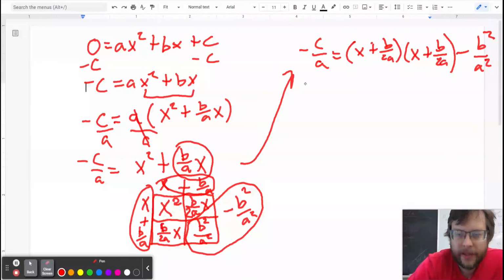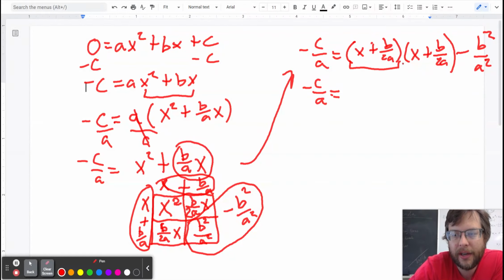Now, I'm going to rewrite this in a different way. I promise you this is going somewhere. Notice that these two factors were the same. If two things are the same and they're being multiplied, then we can say that they're squared. Just like b squared over a squared means b times b and a times a.